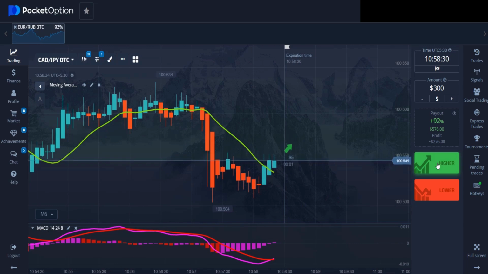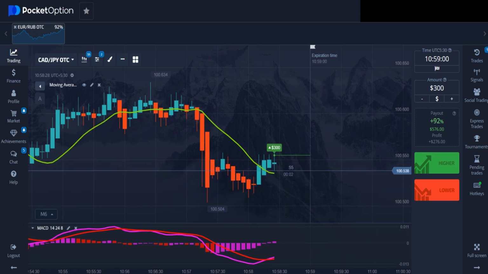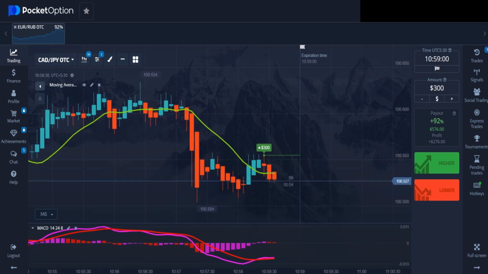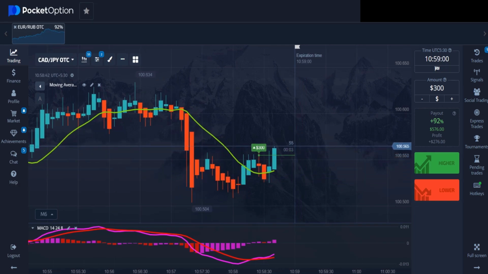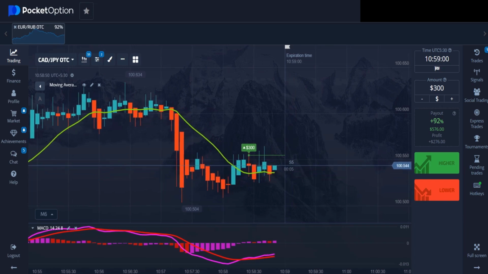We've spotted another perfect buy trade setup using our strategy. Let me break it down for you. The blue Heikin Ashi candle has broken above the SMA line. Meanwhile, the red signal line on the MACD indicator has crossed below the blue MACD line and is moving downwards. These are our confirmation signals to place a 30-second buy trade. Now it's all about patience. Let's wait and see how this trade unfolds. Could this be another win? Stay tuned for the results.